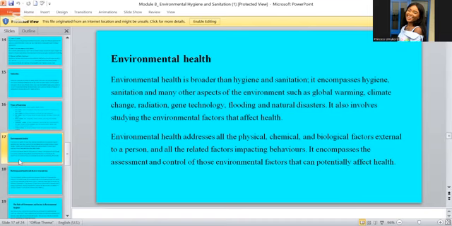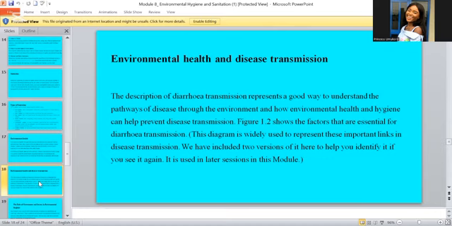Now, what is environmental health? Environmental health is broader than hygiene and sanitation. It encompasses hygiene, sanitation, and many other aspects of the environment, such as global warming, climate change, radiation, gene technology, flooding, and natural disasters. It also involves studying the environmental factors that affect health.